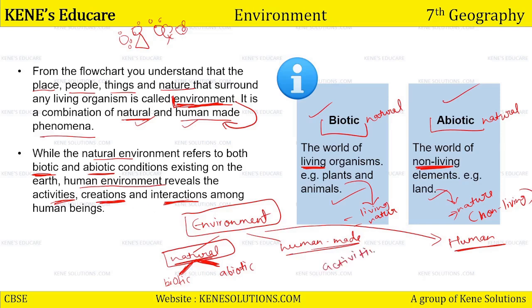That means they do construction of roads, wells, industries. They show us the creation, the archaeology, the craft, the painting, and they show us the interaction. That means political organizations, religious organizations, and everything like that. Okay. So this is the basic differentiation between the components of environment.